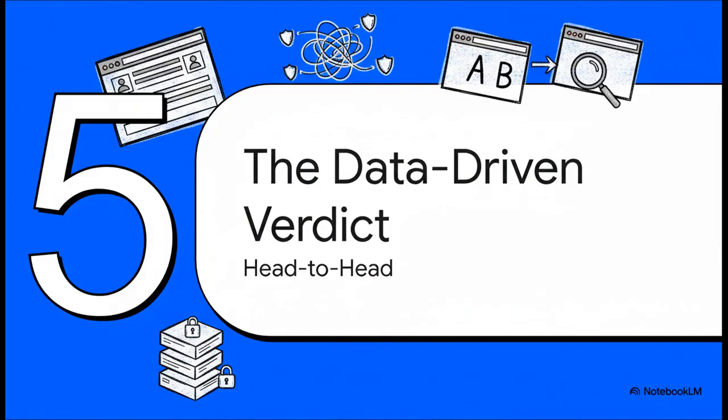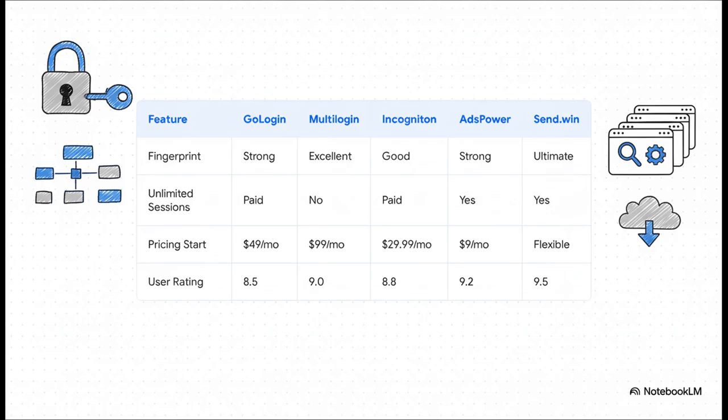All right, it's time for the final showdown. Let's lay all the cards on the table and look at the hard data. How do these tools really stack up, head-to-head, when you look at features and what real users think? Okay, just look at this chart. We've got all our contenders lined up against our key features. You can see that while others are rated strong or excellent for fingerprinting, Send.win is listed as ultimate, and that's because of that sandbox isolation tech.